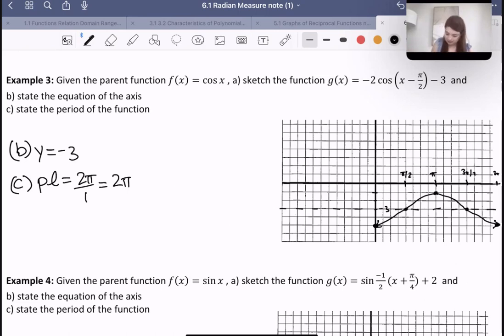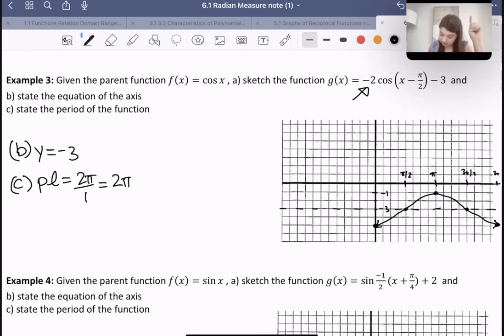So let's see. Did I remember to reflect it in the x-axis? Yes, this does look like a reflected cosine graph where we start at the bottom at the minimum and then go up to the maximum, come back down. Whereas the regular cosine graph, we start at the maximum, we go down to the minimum, we come back. Next question, is the amplitude indeed 2 as it shows in the equation? Yes, it is.